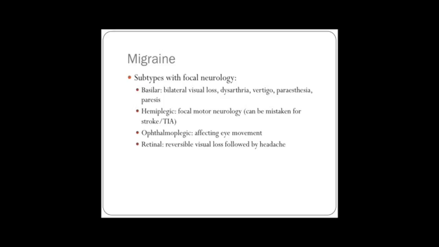Whereas in the anterior circulation, you may get hemiplegic migraine with focal neurology on one side. And sometimes it can be difficult to establish whether this is actually a stroke or a TIA. It can be quite difficult. And then more rarely you can get more specific problems like ophthalmoplegic, affecting the eye movements, and then retinal, affecting the blood supply to the retina.